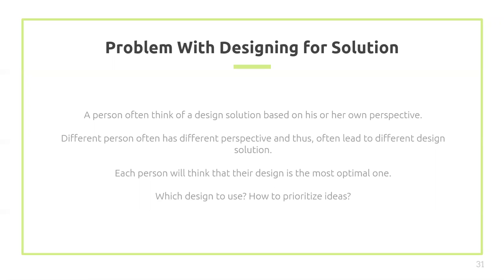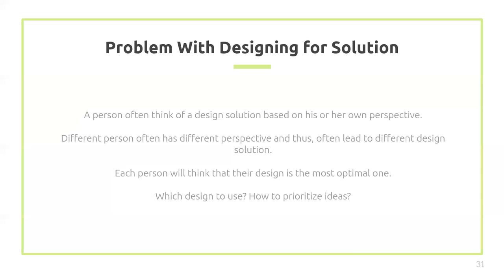Now, one problem with designing for solution is perspective, and that's why we need to do what we have in the first part of this course. We need to ask other people's perspective, because if we only think the design by ourselves, that is from our perspective. Different people obviously have different perspectives, and therefore different people often expect different design solutions.